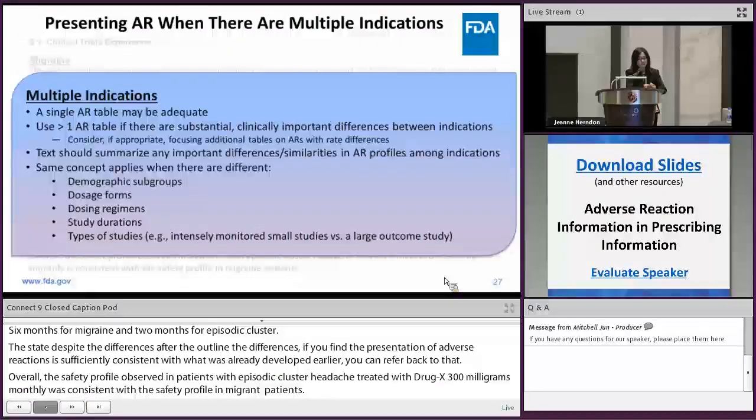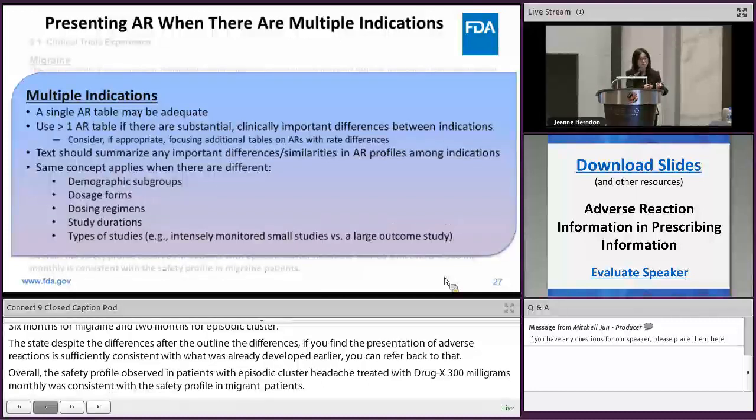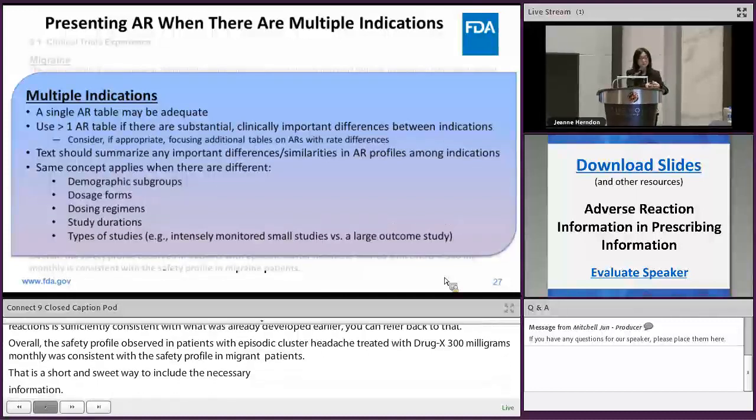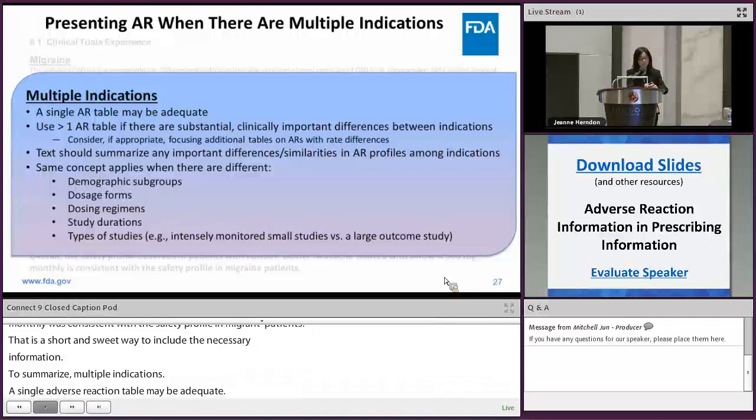So again, to summarize, with multiple indications, a single adverse reaction table may be adequate. This is similar to what we just talked about for a single indication with multiple studies, where you can just choose the representative study and then include anything else from the studies that was additionally seen.